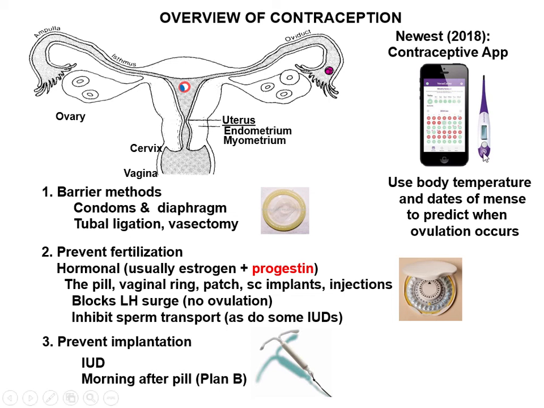But this new one actually has been approved by the FDA, and it doesn't use just a short period of temperature. It follows your basal body temperature over 3 or 4 periods and keeps track of when your menses occur, and then it can predict pretty accurately when you're going to ovulate. So it gives you periods during your upcoming menstrual cycle when you have a very low chance of getting pregnant, and it's safe to have sex, and periods when it's high. And it's about 96% effective.